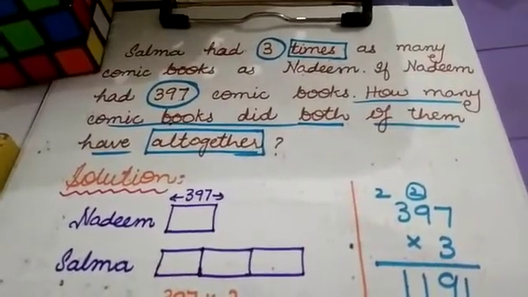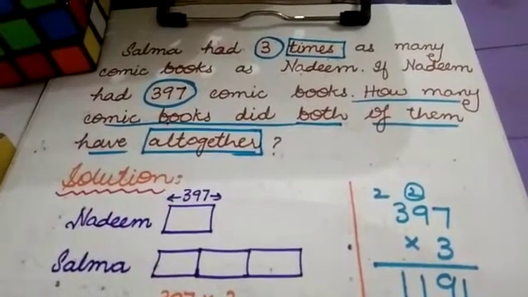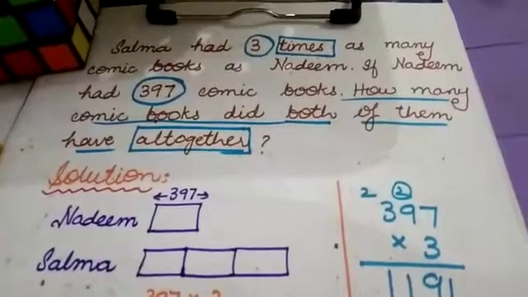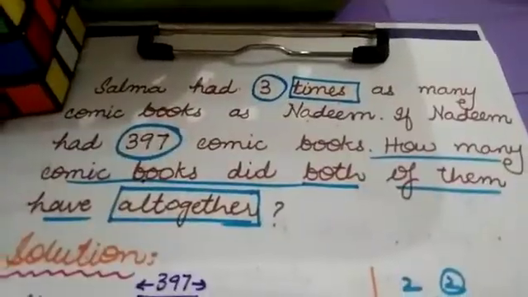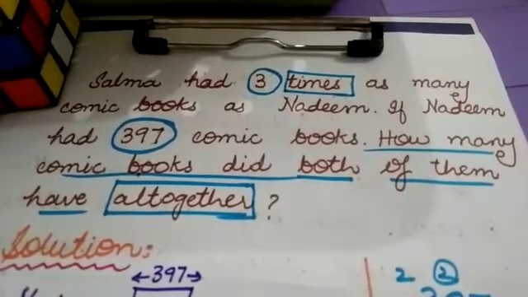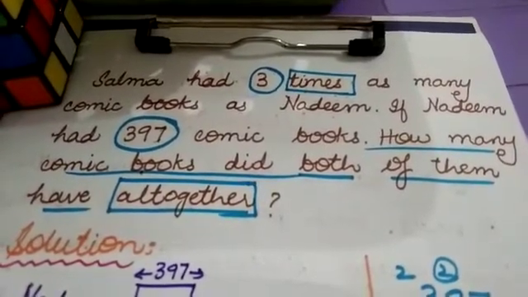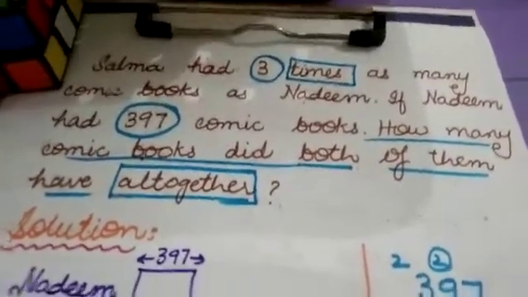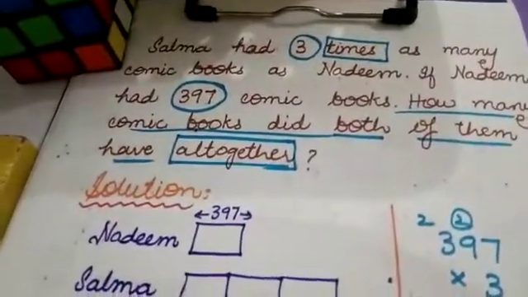Salma had 3 times as many comic books as Nadeem. If Nadeem has 397 comic books, how many comic books did both of them have altogether? So have you seen that they are asking two things?